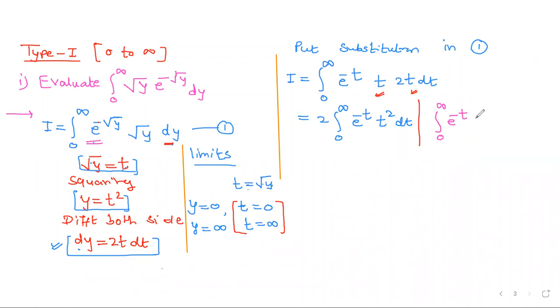Gamma n definition is, can you say this now? 0 to infinity e raised to minus t, t raised to n minus 1 dt is gamma function of n.